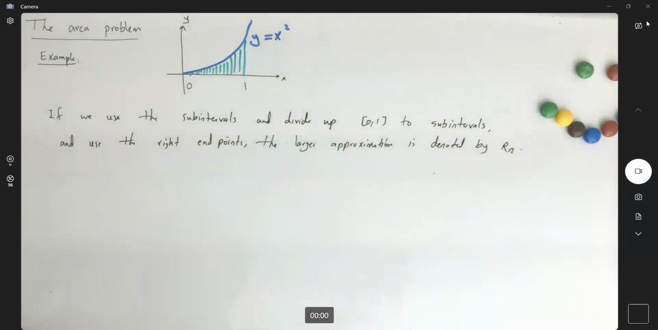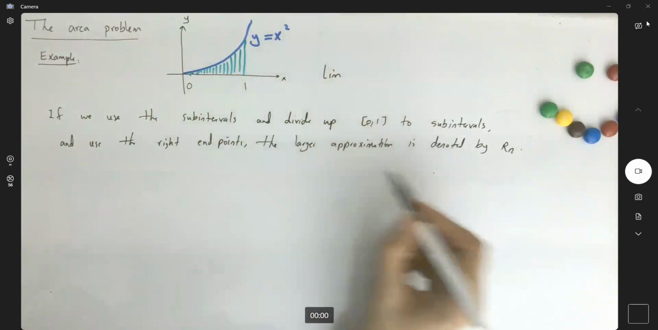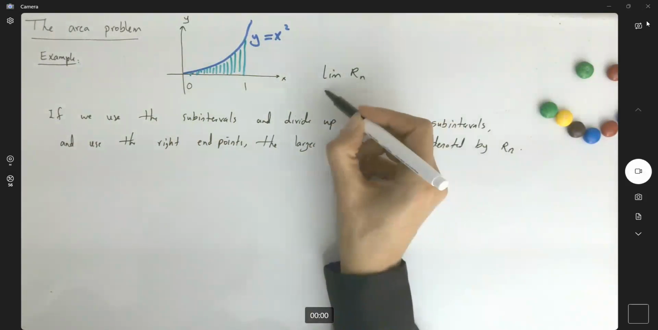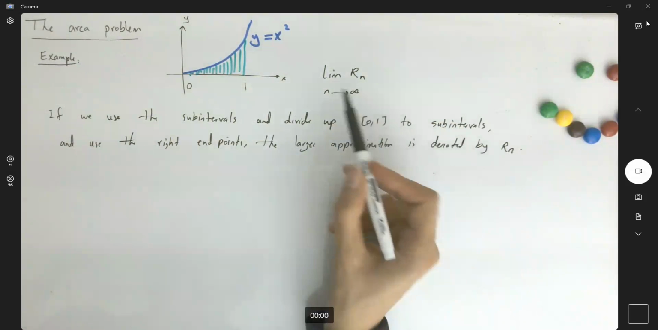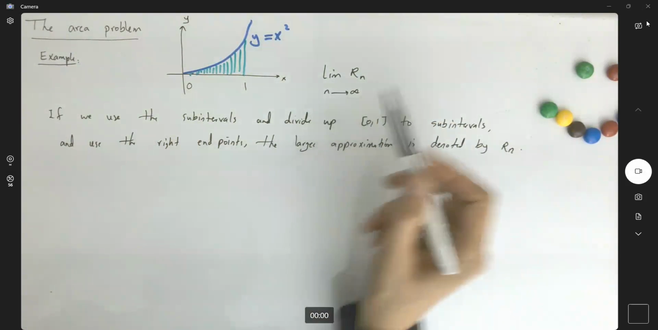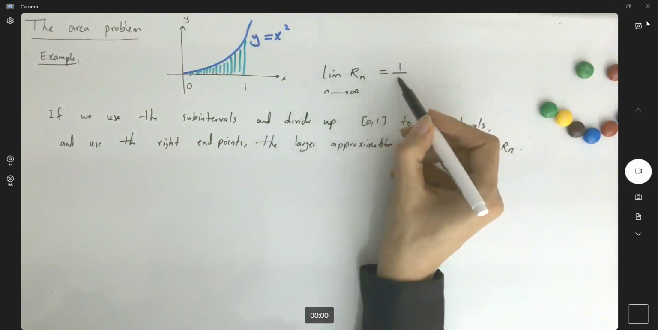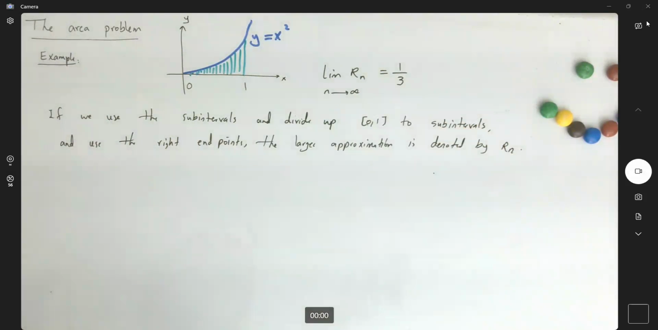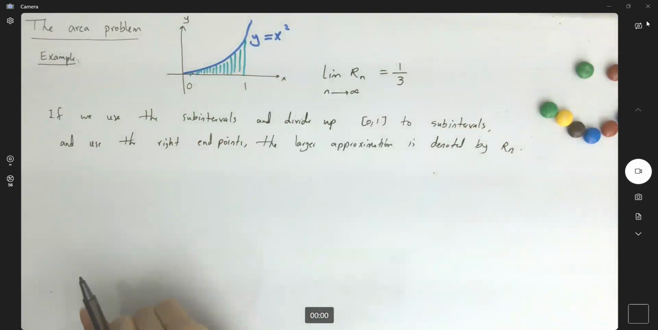R sub n. Now the example said, show that the limit of this R sub n as we make these sub-intervals smaller and smaller is going to be 1/3. This is what we're trying to show.